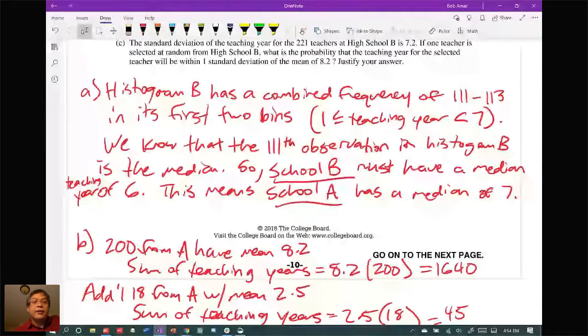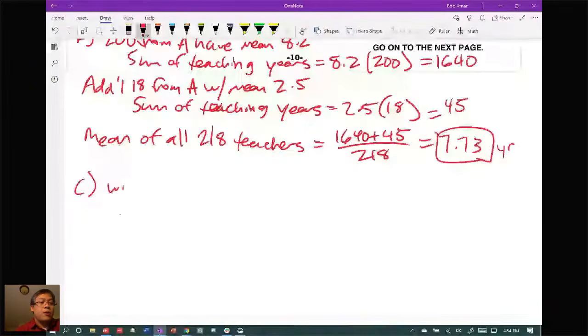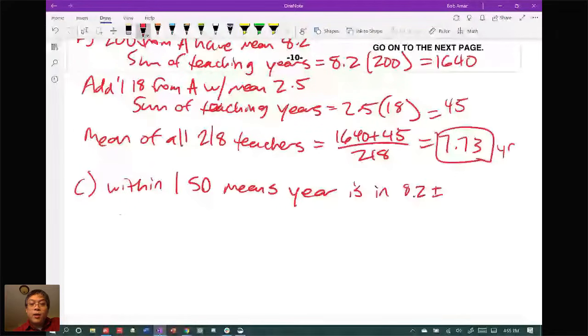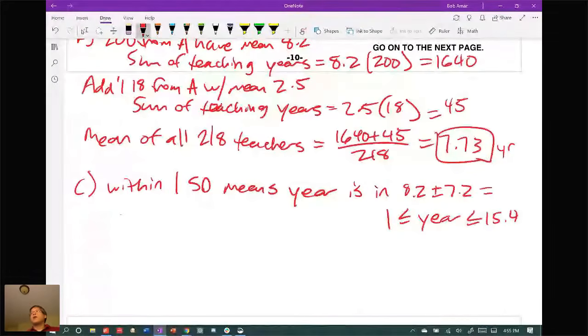Okay, so that is within one standard deviation. It means the year is in the interval 8.2 plus or minus 7.2. Here, I'm going to basically say the year is between 1 and 15.4, and I'm going to include the endpoints.